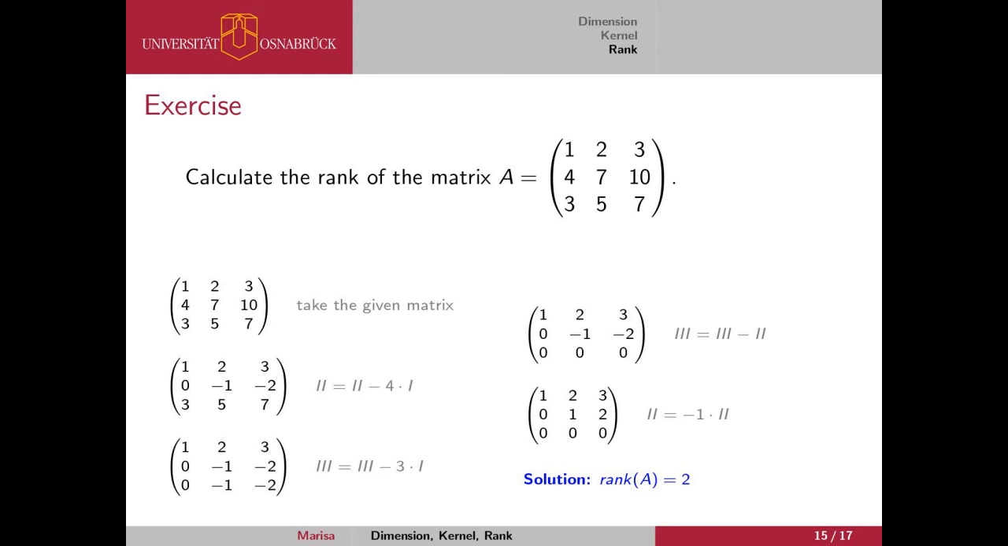If we subtract the second from the third row, this will result in a 0 row. Now in the last step we can multiply the second row with -1 so that we have a 1 in the second position. You can see here that we have 2 rows which are non-zero rows, the first one and the second one. Therefore the rank of this matrix is 2.